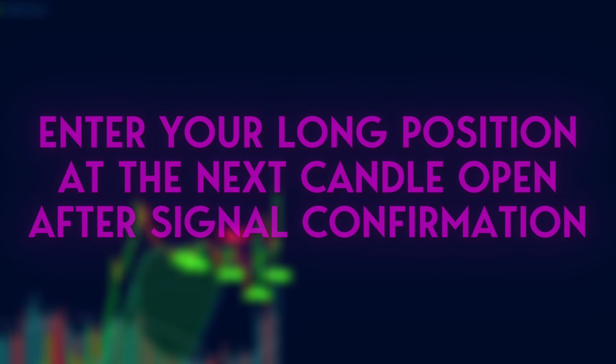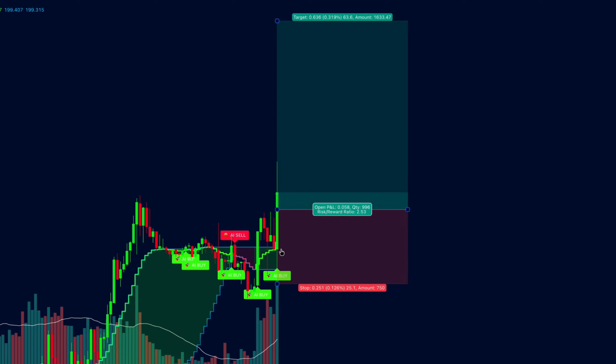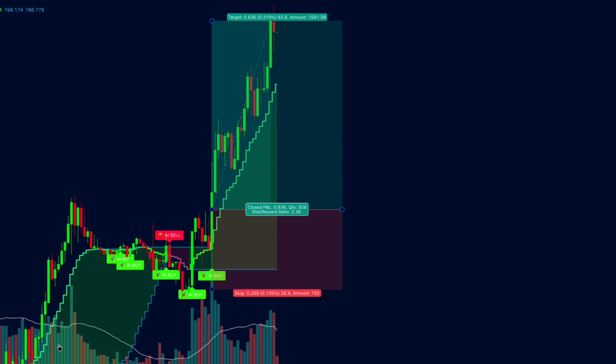Now, when all 4 conditions are met, enter your long position at the next candle open after signal confirmation. Set your stop loss just below the recent swing low, the lowest point before the breakout. For take profit, use a minimum 1-to-2 risk-reward ratio. Let the trade run, and as you can see, the trade would have been profitable.